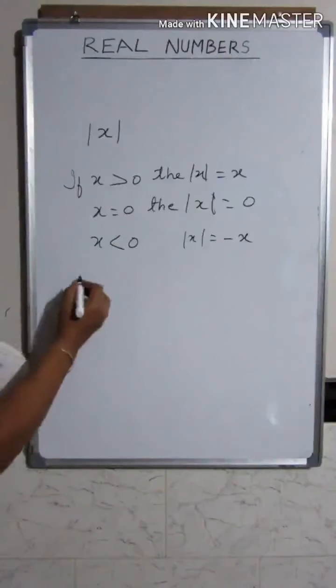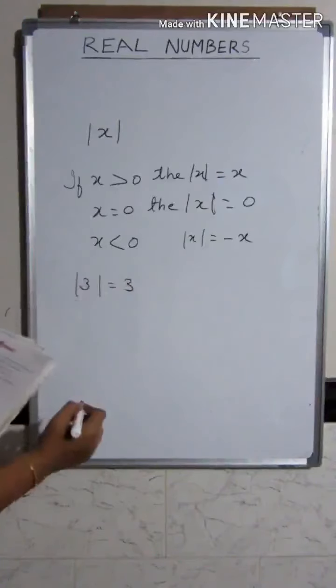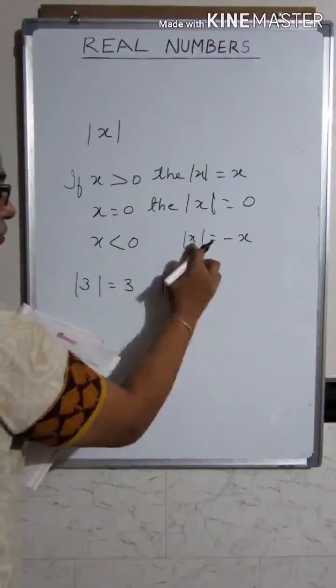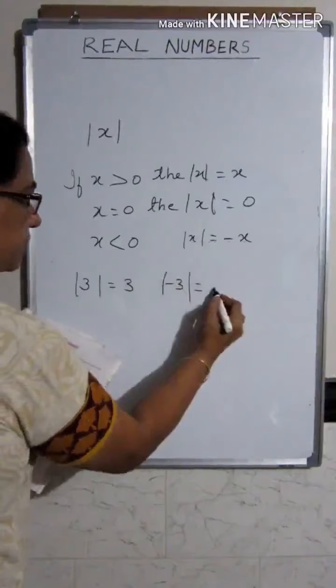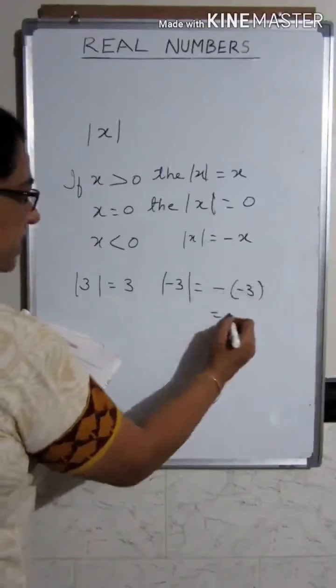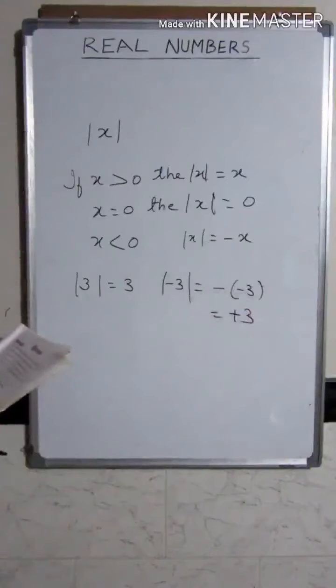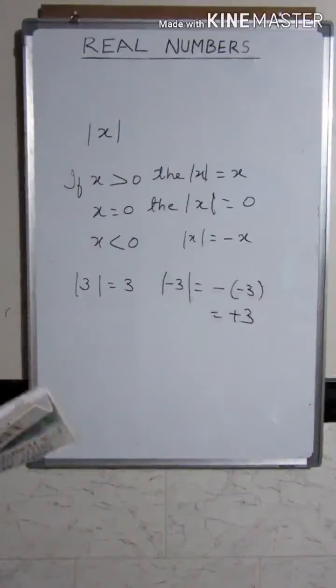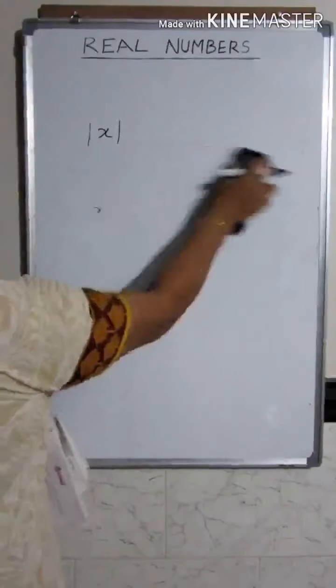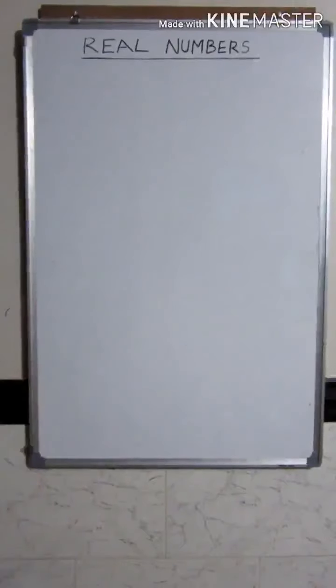An example for this: the absolute value of 3 is 3 itself. For the absolute value of minus 3, absolute value of x is minus x, so you put a minus, and the x value here is minus 3, so you will get plus 3. The absolute value of any real number will never be negative, it will always be positive. Under this exercise you have got two types of problems: first, finding the value, and second, solving the absolute value equation.